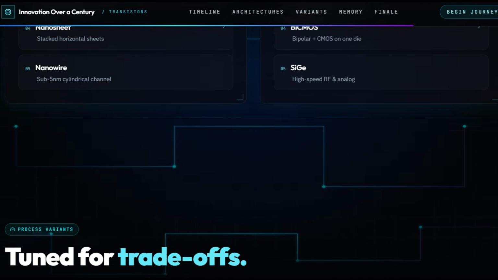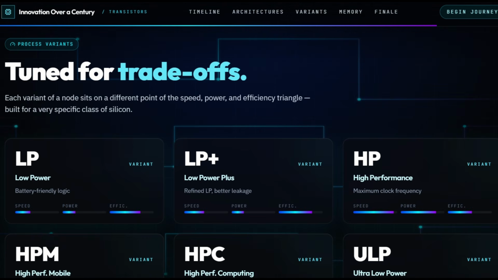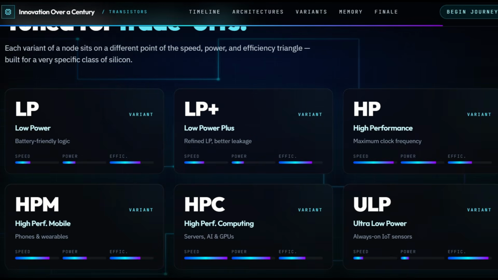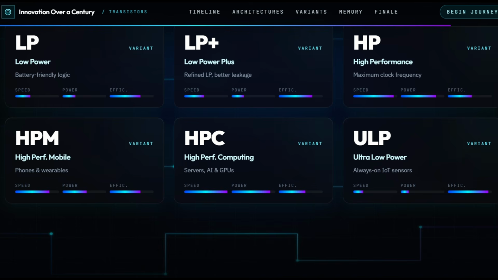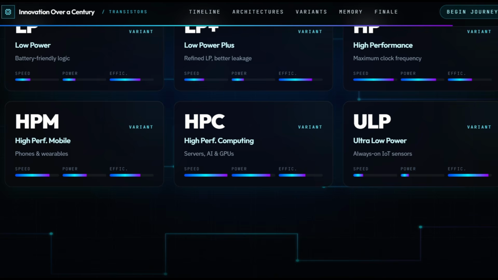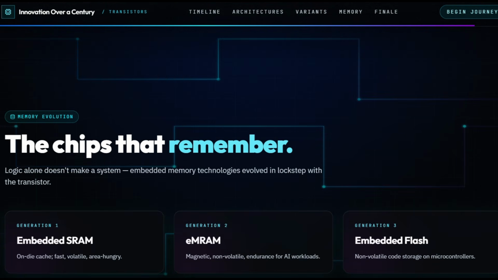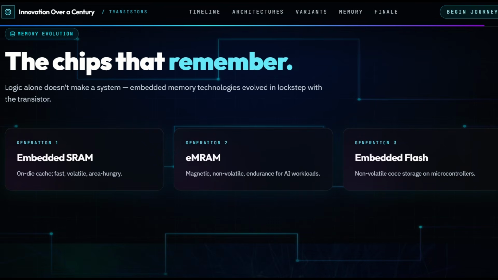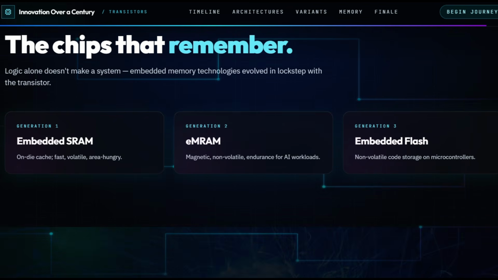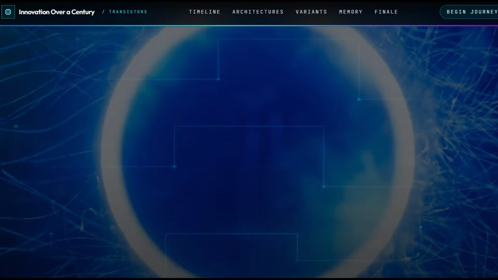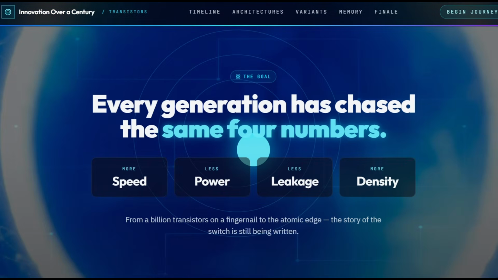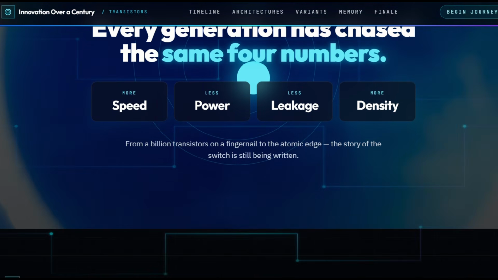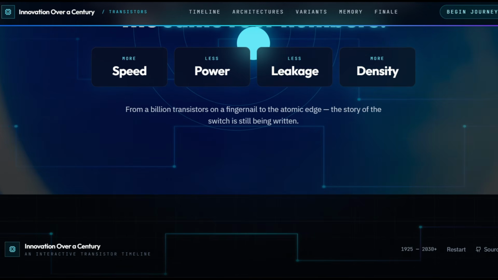Different process variants also emerged. LP for low power, LP plus for low power plus, HP for high performance, HPM for high performance mobile, HPC for high performance computing, ULP for ultra low power. Memory technologies also evolved alongside them with embedded SRAM, eMRAM, and embedded flash. And here's something to be noted. While the names changed, the goal mostly remained the same. Improve speed, reduce power, reduce leakage, and fit more transistors into a smaller area. But again, all of these technologies work only if they can survive in the market.